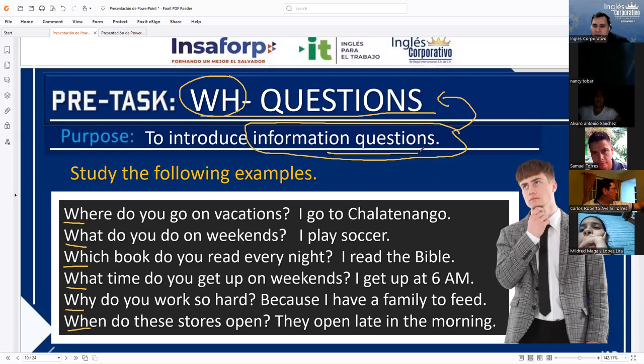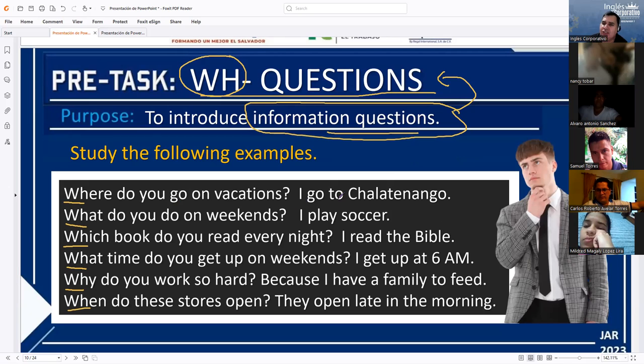But information questions. Why information questions? Because we give information about that. So check right here. Where do you go on vacation? I go to Chalatenango. What do you do on weekends? I play soccer. Which book do you read every night? I read the Bible. What time do you get up on weekends? I get up at 6 a.m. Why do you work so hard? Because I have a family to feed.